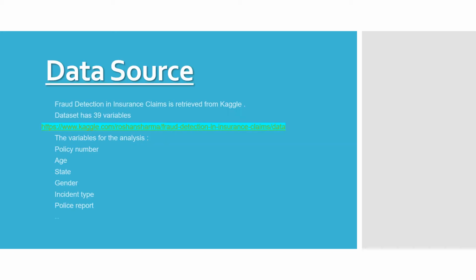I got my data set from Kaggle. The title on Kaggle is Fraud Detection in Insurance Claim. The data set has 39 variables. Below are policy number, age, state, gender, incident type, and police report. If you want to see the rest of the variables, just click on the link below.